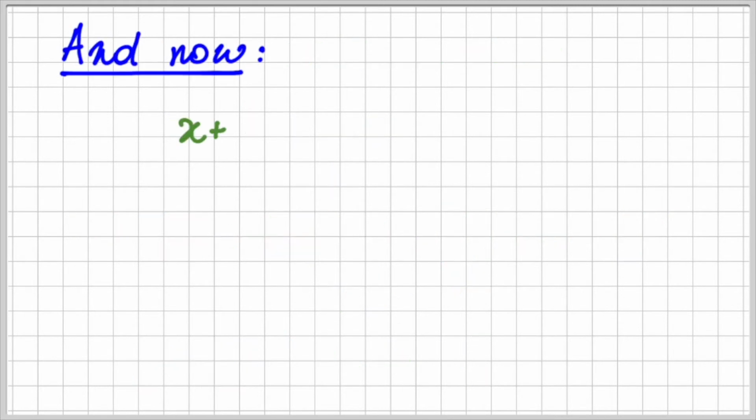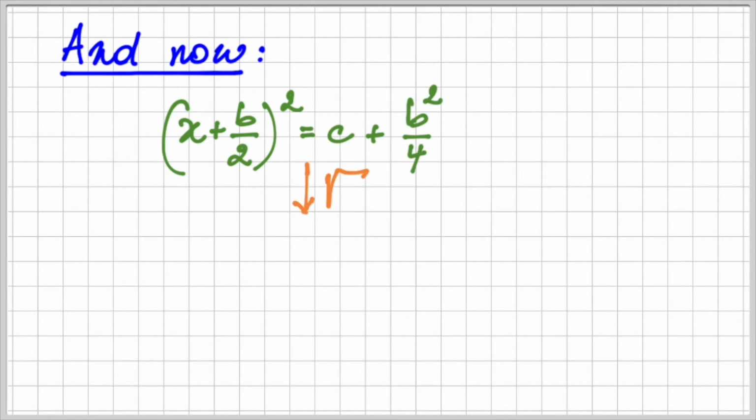Now we continue, because we have a complete square on the left hand side and a term on the right hand side, and now we take the square root of the left and the right hand side. It is clear that taking the root means that c + b²/4 has to be positive. The right hand side has to be positive to find a real solution.